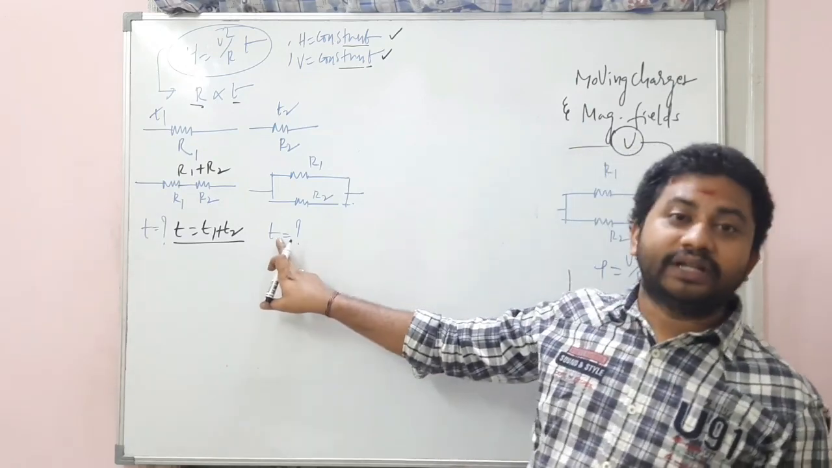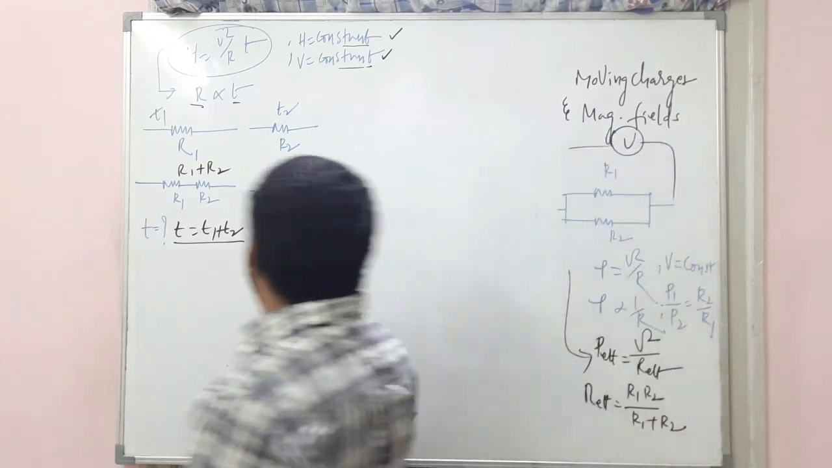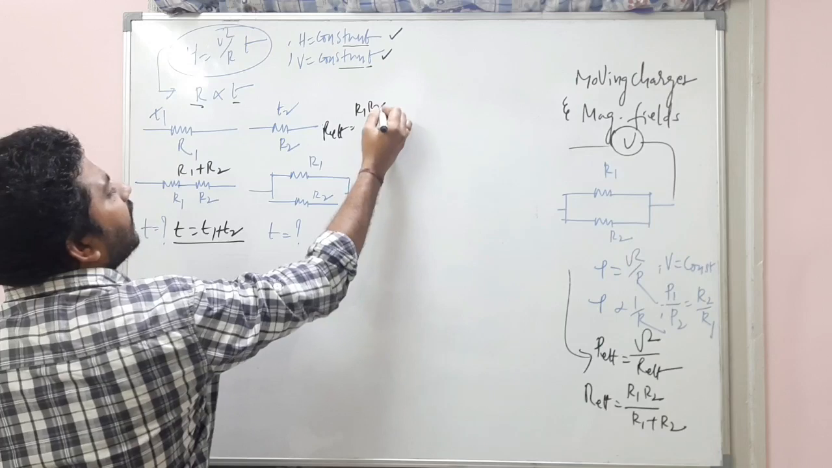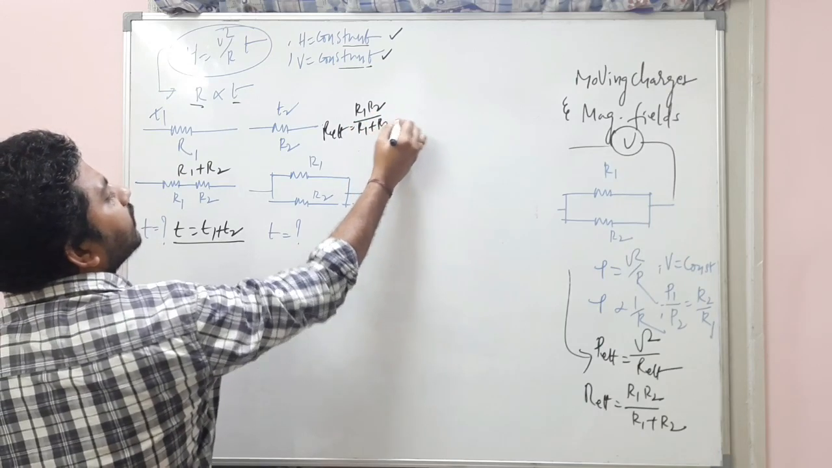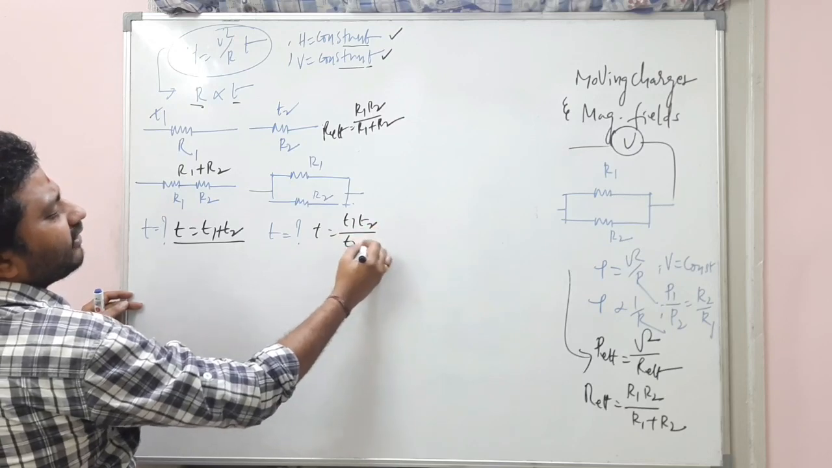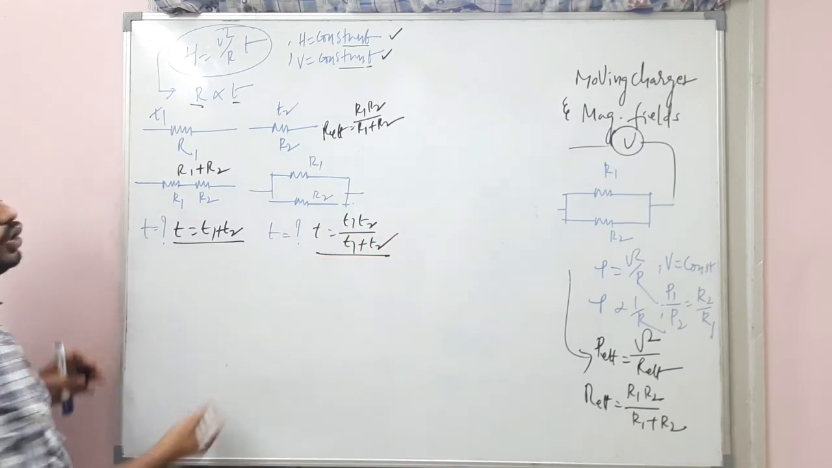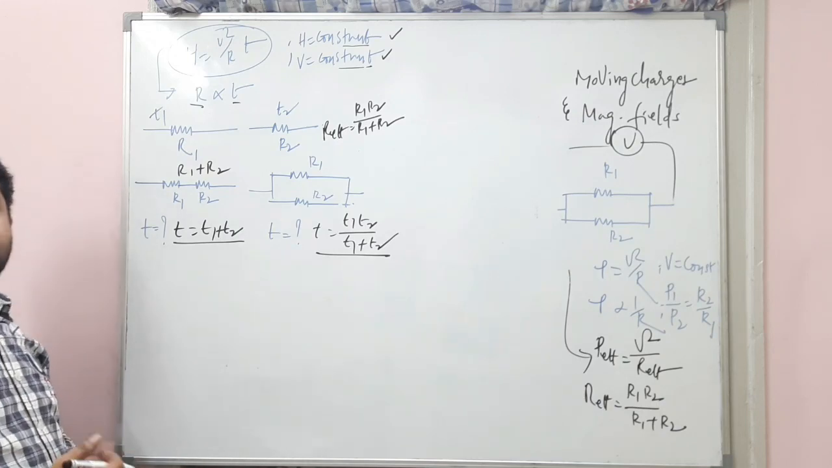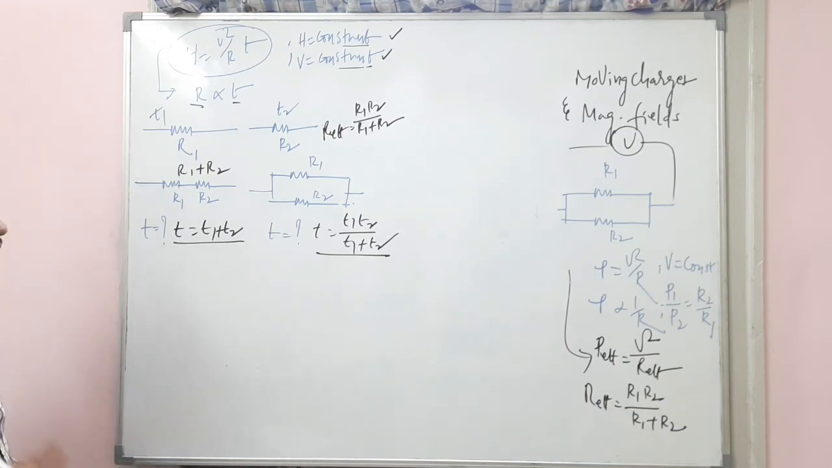So at this point, time is equal to, because the effective resistance here is R1 R2 by R1 plus R2, and here time is equal to T1 T2 by T1 plus T2. The beautiful expression you have got. A very important and beautiful expression you have got, my dear children. Okay, clear, sure. Now the questions will be asked like this.